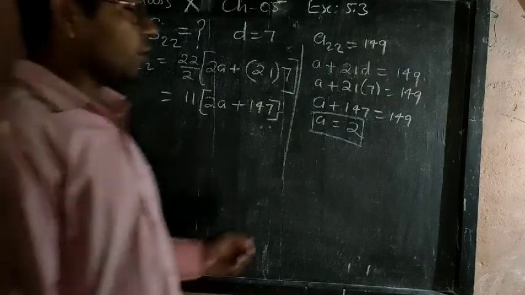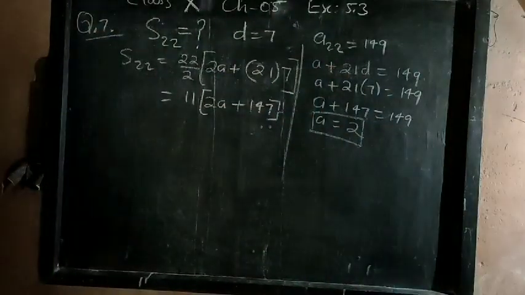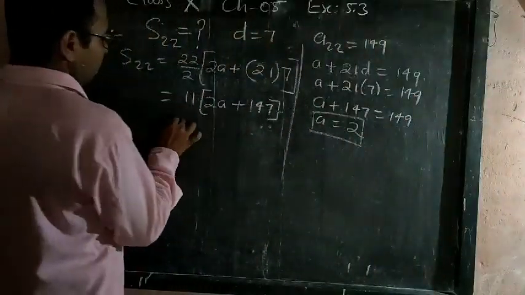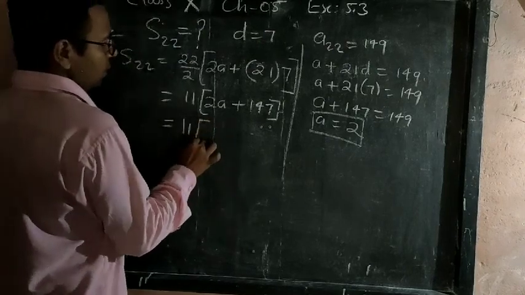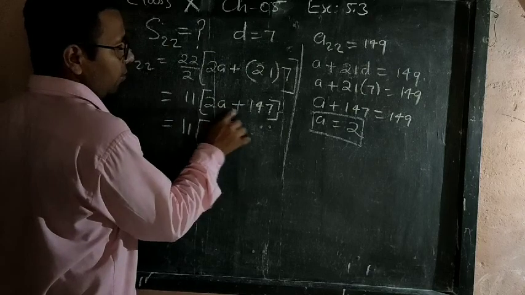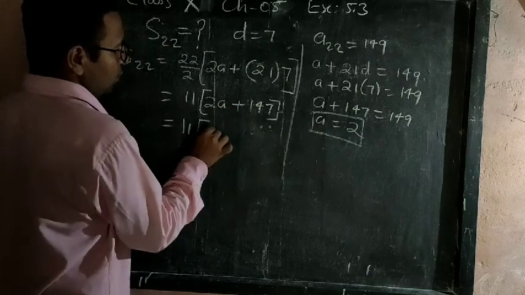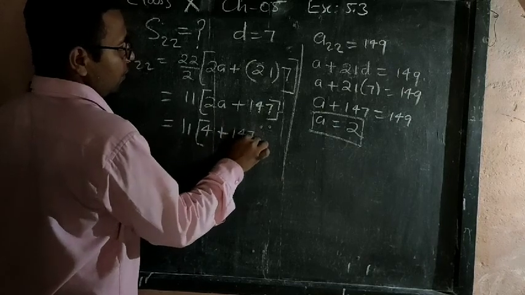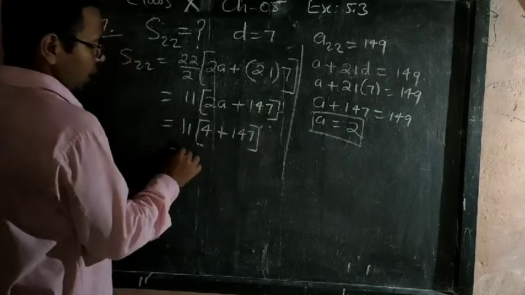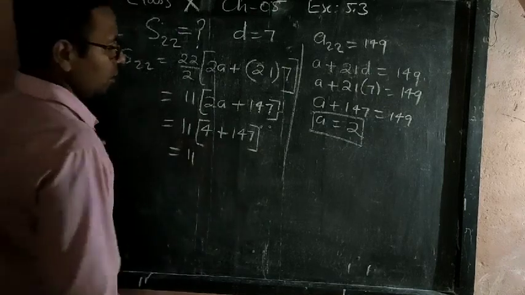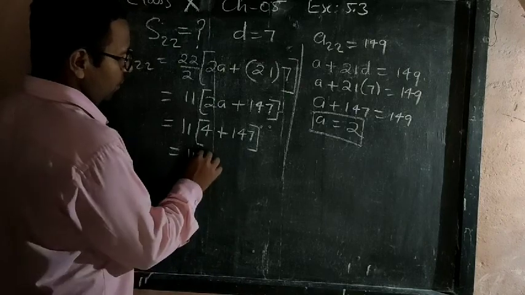Whenever we have got the value of a, we directly substitute it there. So we put it here. S22 is 11 into (2 into 2, because the value of a is 2, that is 4, plus 147). Now 11 into, just add this one. How much do you get here? 151.